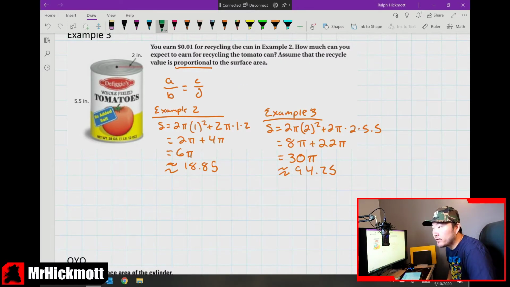All right, it should pop right back up here. Example 2 and example 3 surface area. It's the full surface area. Now, what we're going to use these for is to create the proportion to figure out what it would cost to recycle, assuming that they are proportional.